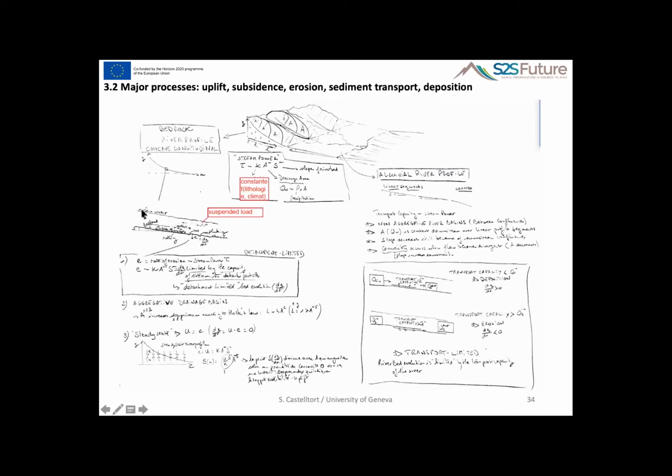And because it has a certain way here, it exerts a force on the bottom of the stream. Or a stress on the bottom of the stream. And it's often seen as a shear stress. So it's a stress that shears at the bottom of the river.